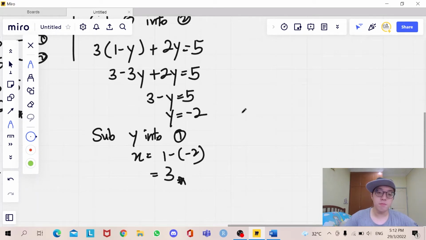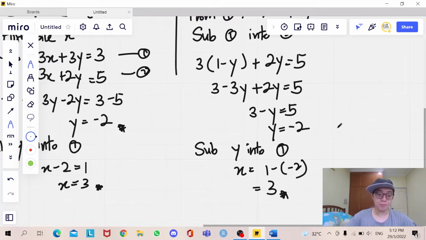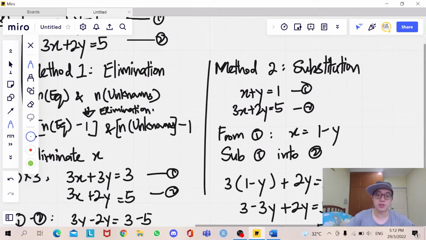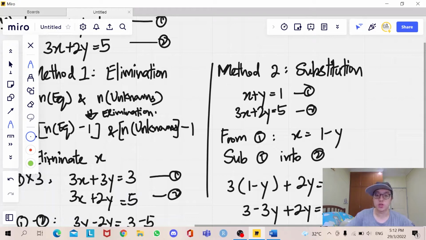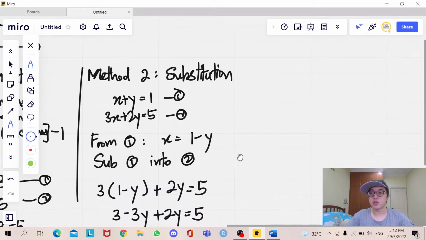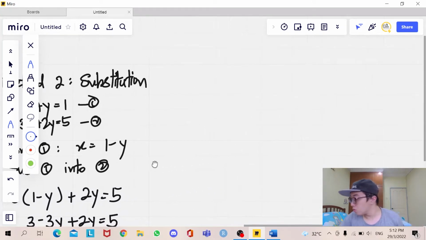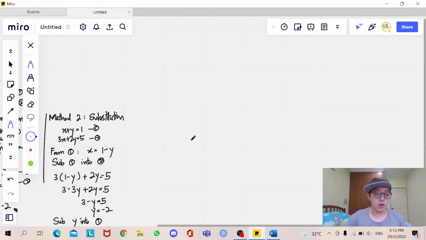So both methods actually give you the same answer. So it actually depends on your personal preference on which method you would like to use. For example, I would prefer the elimination method more because I just feel like elimination feels better for me. So yeah, this is with two unknowns.